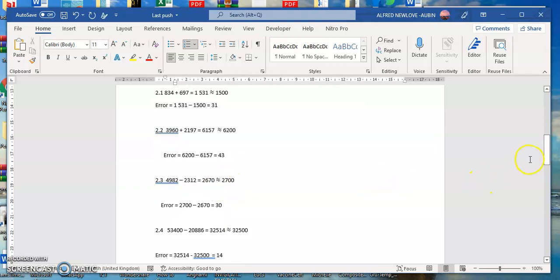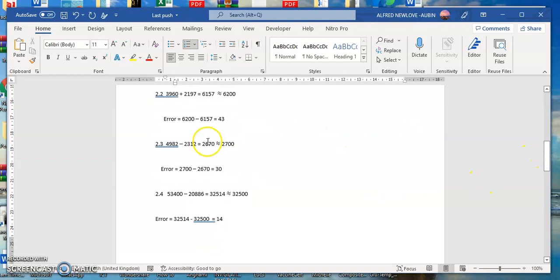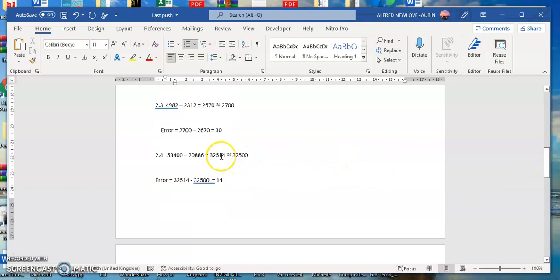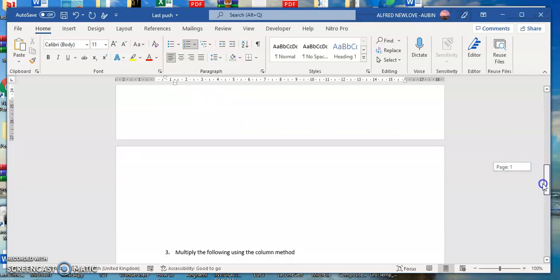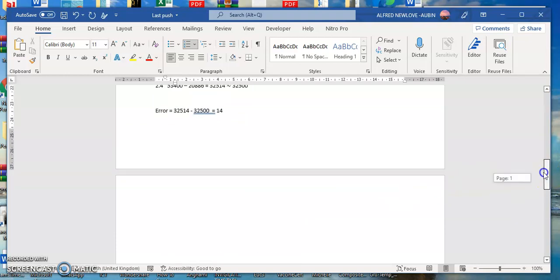Then the next one, this is our exact answer and this is the estimated. The estimated one is bigger, so that minus that is going to give us 30. The same applies to this one. What is the error? Our error is 32,514 minus 32,500, which gives us 14. I want you to do this.